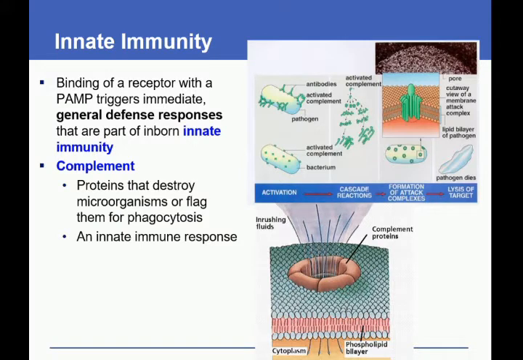Innate immunity. Binding of a receptor with the PAMP triggers immediate general defense responses that are part of the inborn innate immunity. Complement. It is some proteins that destroy microorganisms or flag them for phagocytosis. It is an innate immune response. As you can see in the picture, the bacteria comes in and then it is activating the antibodies and also complements. So all of these will attack the bacteria, and then some of the complements actually create pores on the bacteria, causing them to leak out and die.